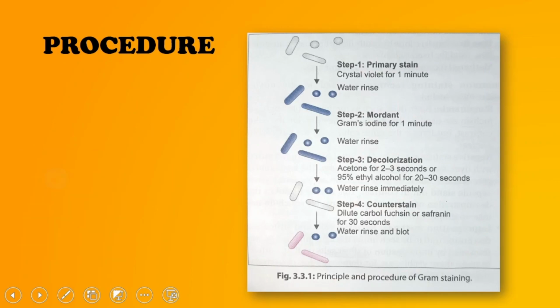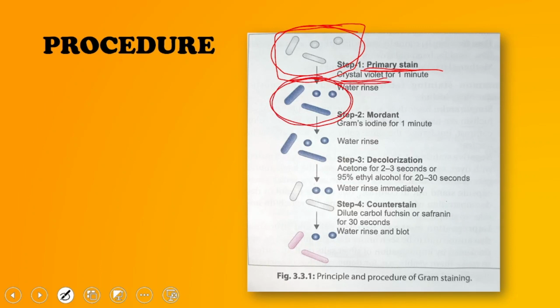First of all, if I look over here, look at the bacteria, all the bacteria are colorless. I already said in the start itself that all the bacteria are colorless. So first, when we apply the primary stain, all the bacteria, irrespective of whether they are gram positive or gram negative, will take the crystal violet stain, that is the primary stain, and each and every bacteria after the first step will appear violet to blue in color.